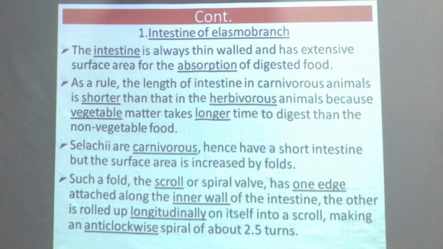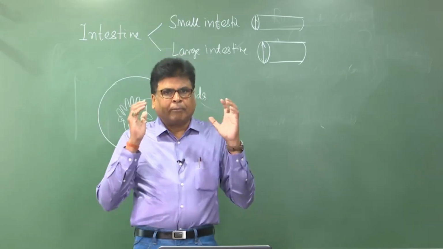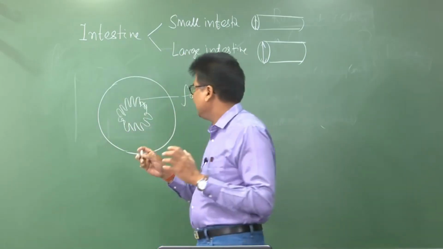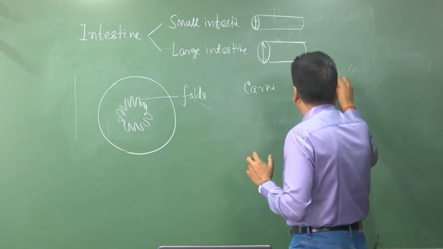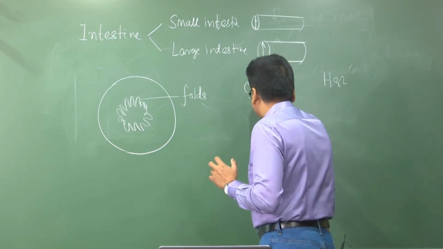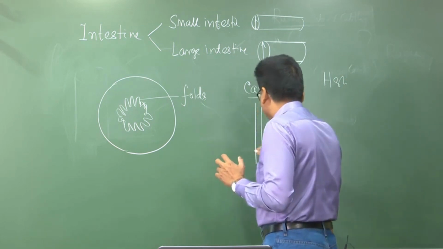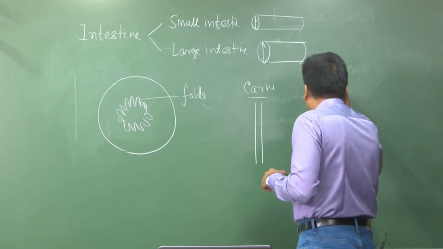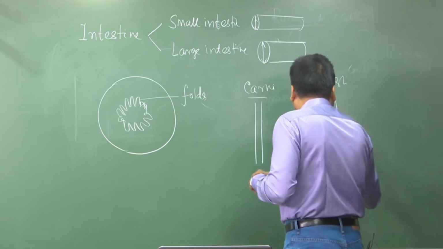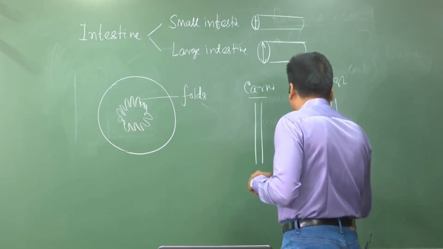As a rule, we know that the length of the intestine in carnivorous animals is shorter. Listen to my sentence again. For example, this is one carnivore and this is one herbivore. It is observed that in the carnivore the intestine is shorter, and in the herbivore the intestine will be longer.